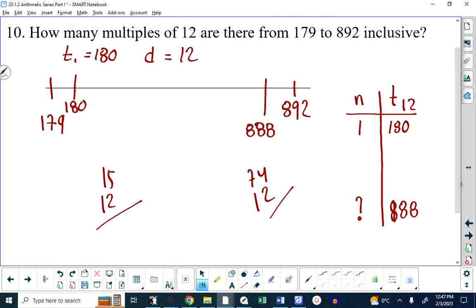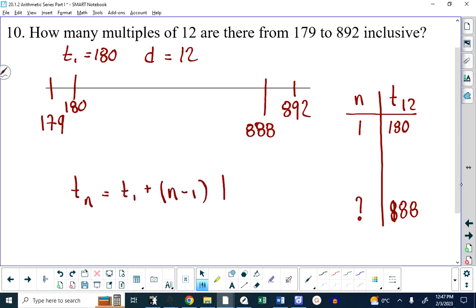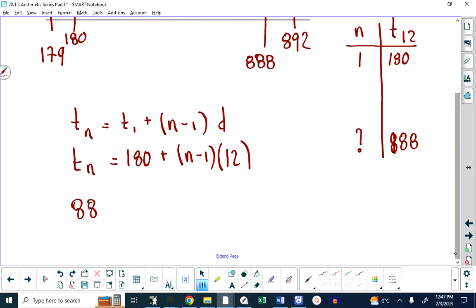And since we know the first term and the common difference, it's very easy to set up a general term. It's t1 plus n minus 1 times d. So this is our general term formula. And essentially, we need to put 888 in for tn and solve for n. Now, I'm going to pull over, forget about sequences, just talk about math for a second. How many of you can appreciate that it's okay to just solve this equation from here?